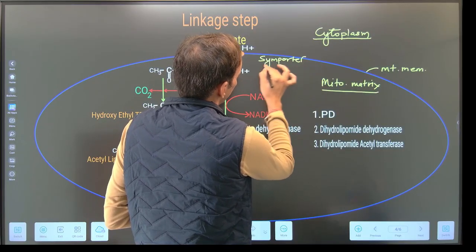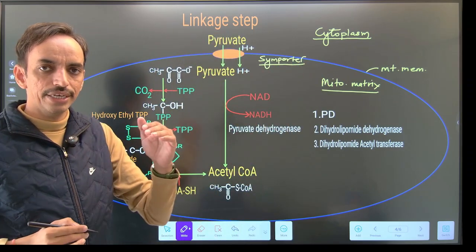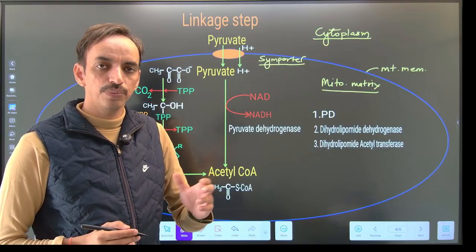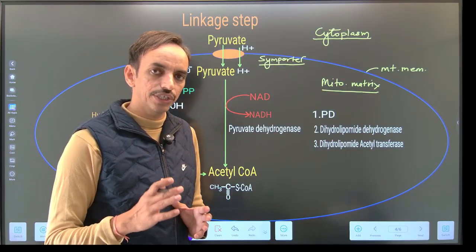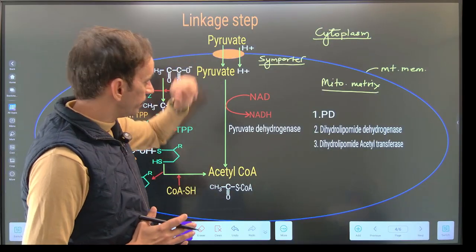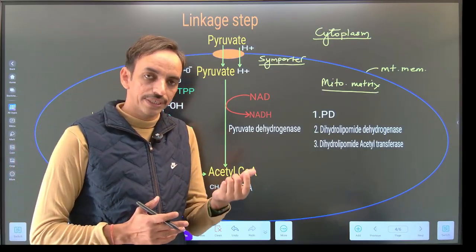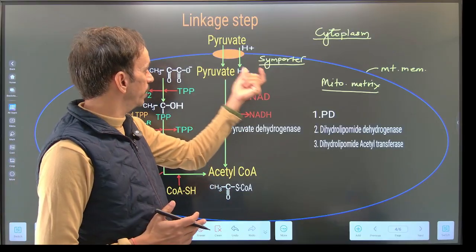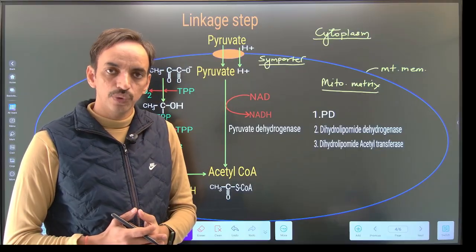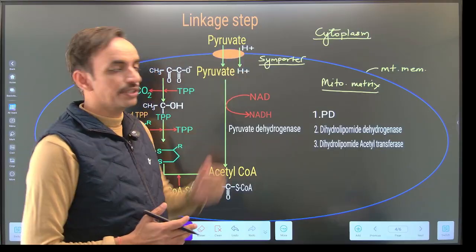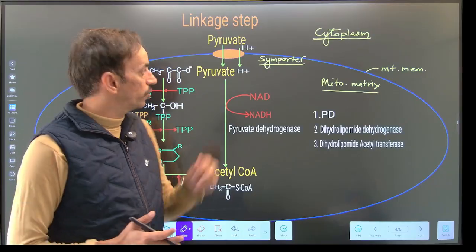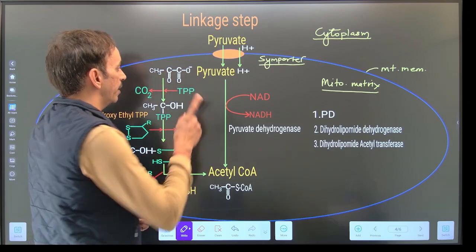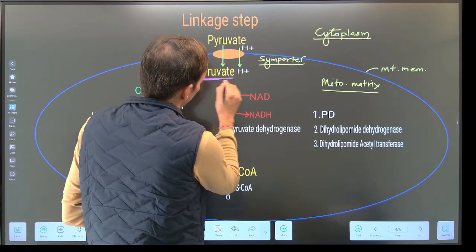Symporter means it is transporting two molecules in the same direction. Other modes of transportation are antiport and uniport, which we will discuss in cell biology. But here the transporter, the protein present on the inner mitochondrial membrane to transport the pyruvate, is a symporter, a pyruvate H plus ion symporter, which utilizes the concentration gradient of protons to transport the pyruvate into the mitochondrial matrix. So we have the pyruvate in the mitochondrial matrix.